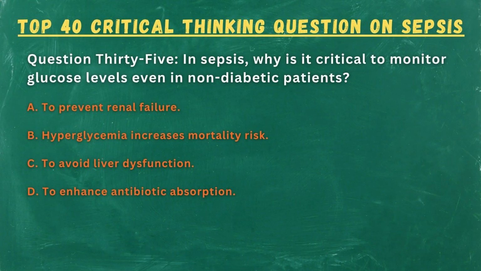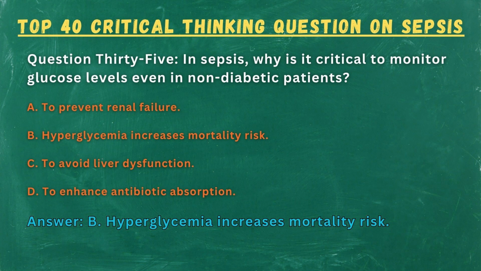Question 35. In sepsis, why is it critical to monitor glucose levels even in non-diabetic patients? A. To prevent renal failure. B. Hyperglycemia increases mortality risk. C. To avoid liver dysfunction. D. To enhance antibiotic absorption. Answer: B. Hyperglycemia increases mortality risk.